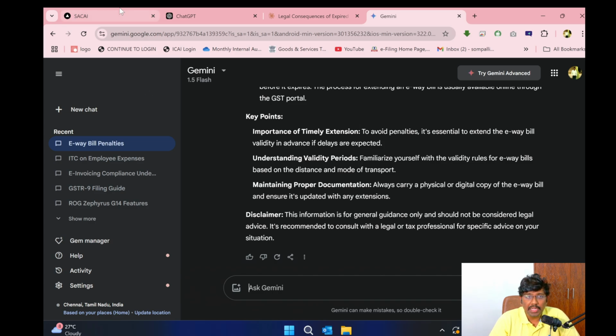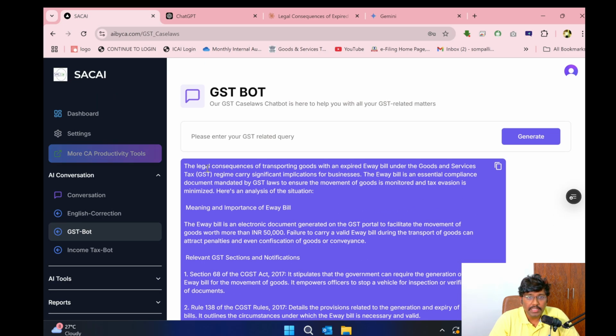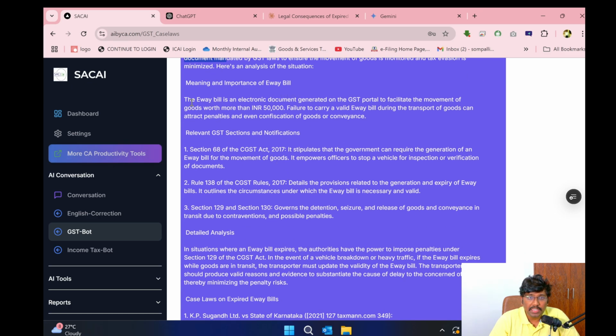So let's see how my AI tool responded. The legal consequences of an expired e-way bill under GST carry business implications. The e-way bill is essential for compliance, a document mandated by GST law. It has given an introduction and also explained the e-way bill: a document generated when the value of goods is more than 50,000. And what section is dealing with it? Section 68 deals with the e-way bill. And what are the rules framed in the GST Act are also provided. And the sections in case of non-compliance are also given.